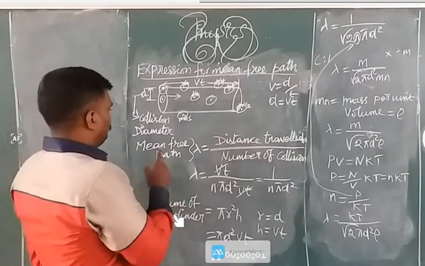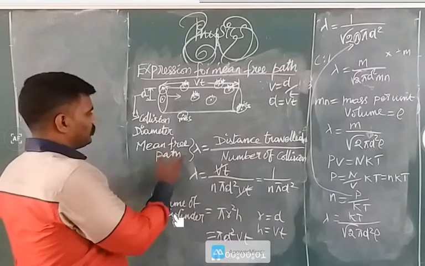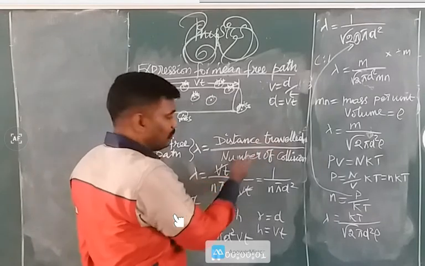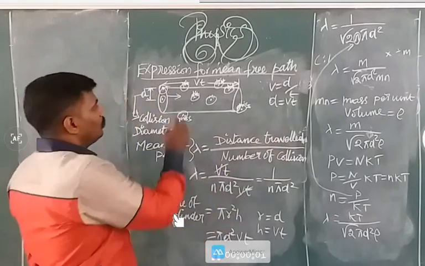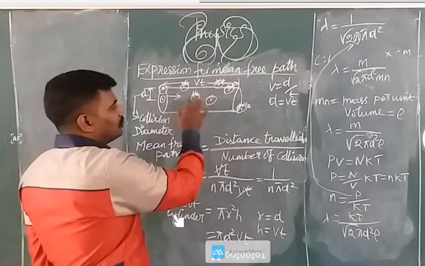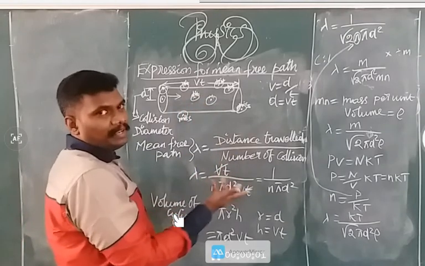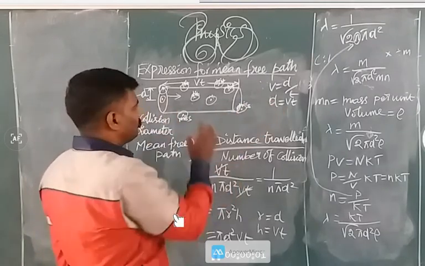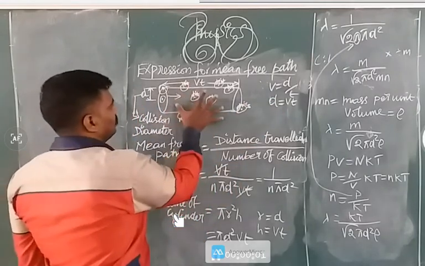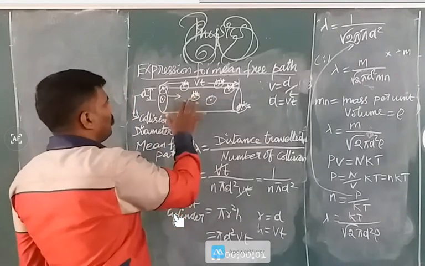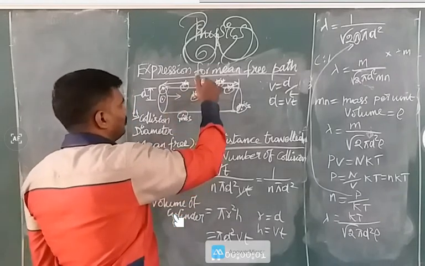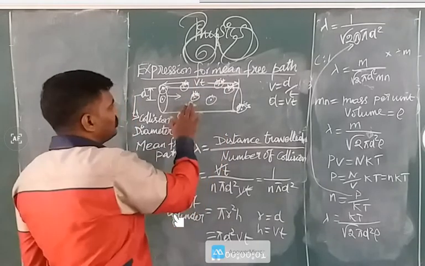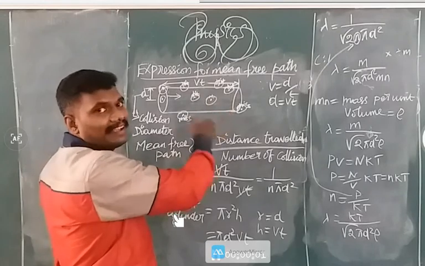From the mean free path definition, we obtain the formula for lambda. Lambda is equal to the distance traveled by the number of collisions. Between two successive collisions, moving along a straight line, is called the mean free path. In this cylindrical shape, the molecules collide with the walls of the container and collide with each other, so energy is transferred from one molecule to another.